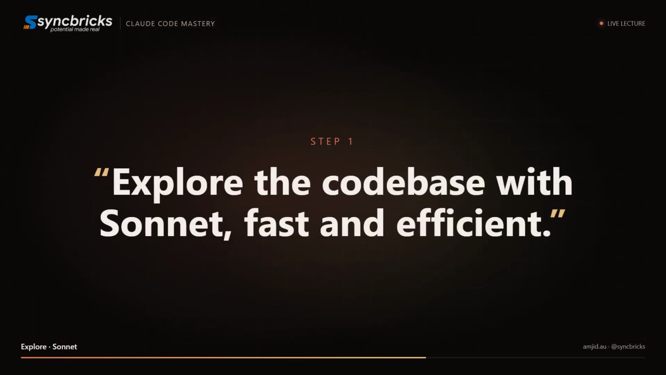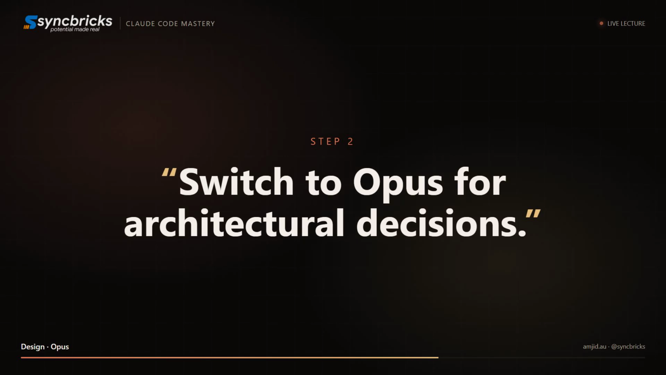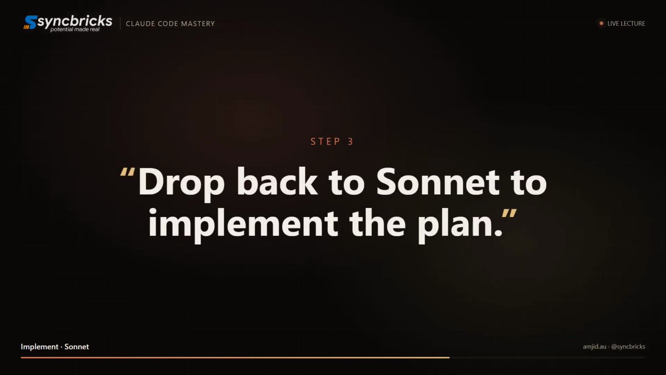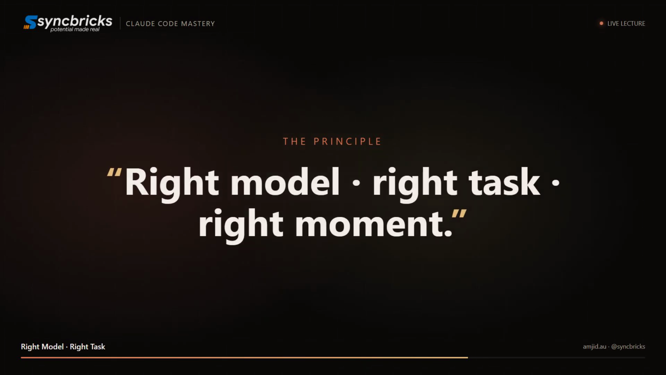Let us consider a practical workflow. You may start by exploring a code base using Sonnet because it is fast and efficient. When you need to design a solution or make architectural decisions, switch to Opus for deeper reasoning. After finalizing the design, switch back to Sonnet for implementation. For quick fixes or formatting tasks, use Haiku. This approach allows you to work efficiently by selecting the right model for each task.